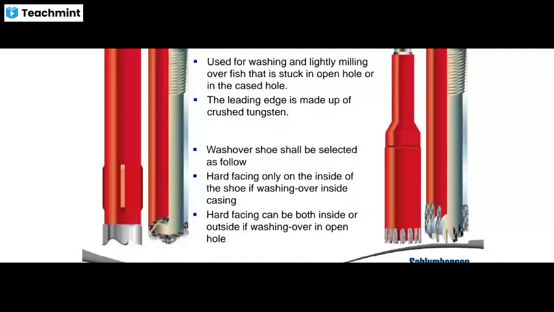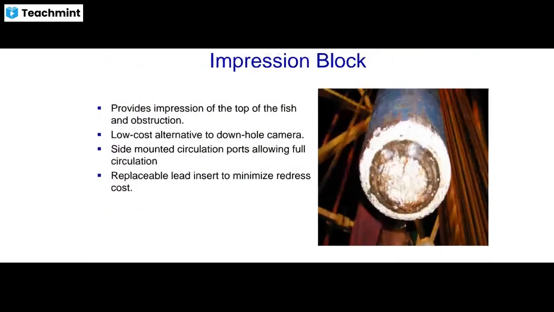You can see out facing can be both side or outside. And this is your impression block. It provides an impression on the top of the fish and obstruction. It is a low cost alternative to a downhole camera, with side mounted circulation ports allowing full circulation.